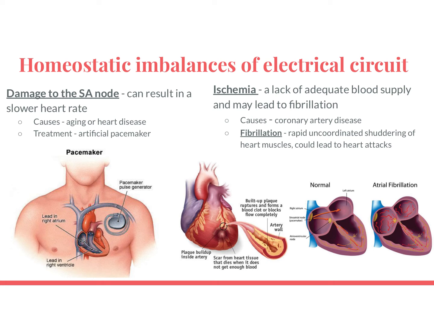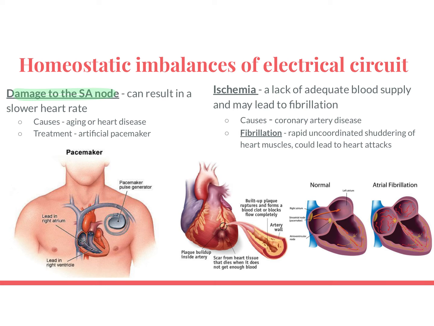So let's say a person gets an EKG because there's some suspected heart issues, and maybe they have a slow heart rate or a fast heart rate, or the heart rate is just irregular. These are some homeostatic imbalances that can be happening within the heart that are causing these electrical circuit issues. So the first one is any kind of damage to the SA node.